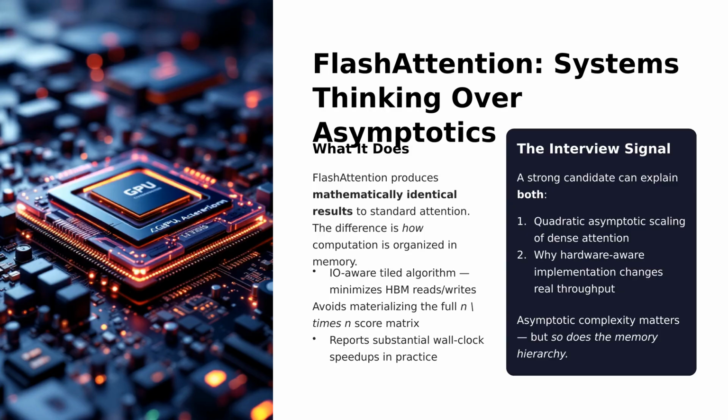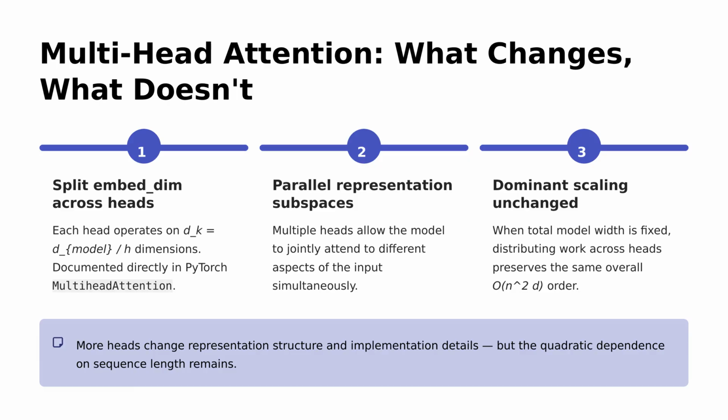FlashAttention gives the same mathematical result as standard attention, but it reorganizes the computation to fit the hardware better. Instead of materializing the full n by n score matrix, it uses an I/O-aware tiled algorithm that cuts expensive reads and writes to high bandwidth memory. So even though dense attention is still quadratically scaled in theory, the implementation is much faster in practice. That's the key interview insight: asymptotics matter, but memory hierarchy matters too.